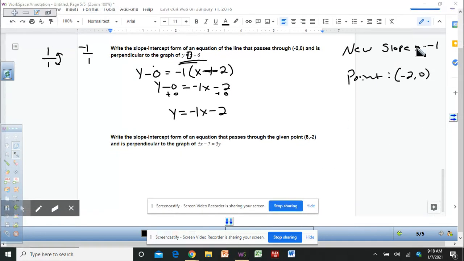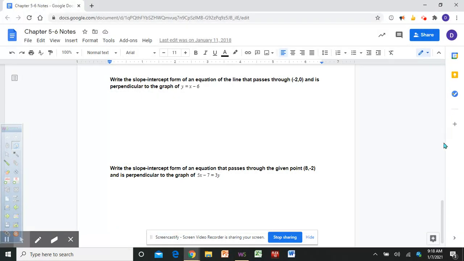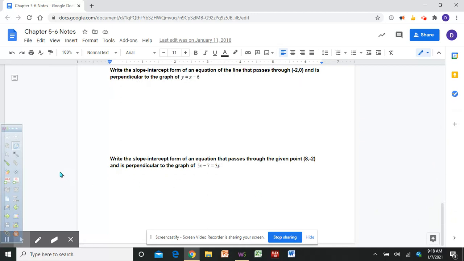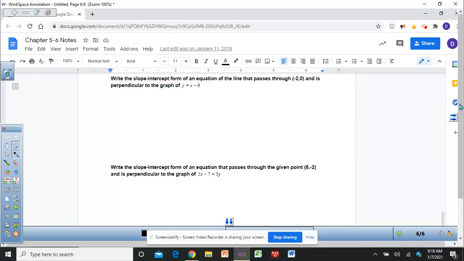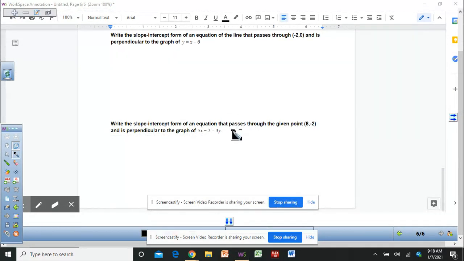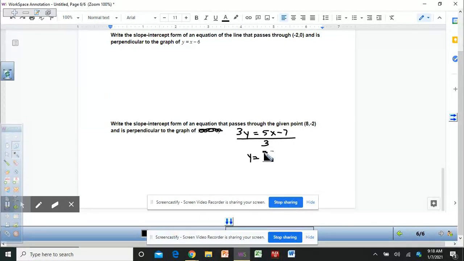Okay, now they will give you some problems like this today. The first thing you need to do is get y by itself. So what I do is I'm going to take this 3y equals 5x minus 7. All I did was flip that around so I could get y on the left side. These say the exact same thing. I'm going to divide by 3 on both sides. So y equals 5 divided by 3x minus 7 over 3.